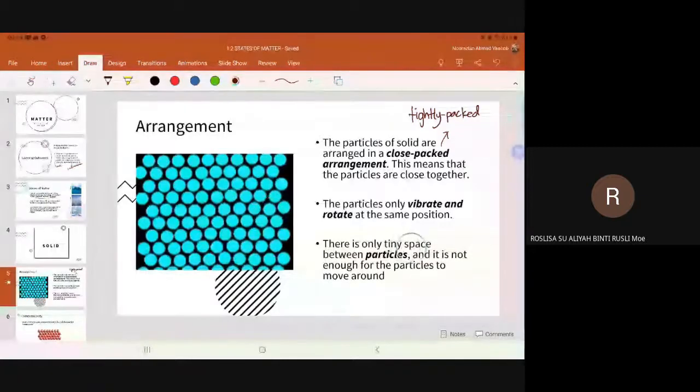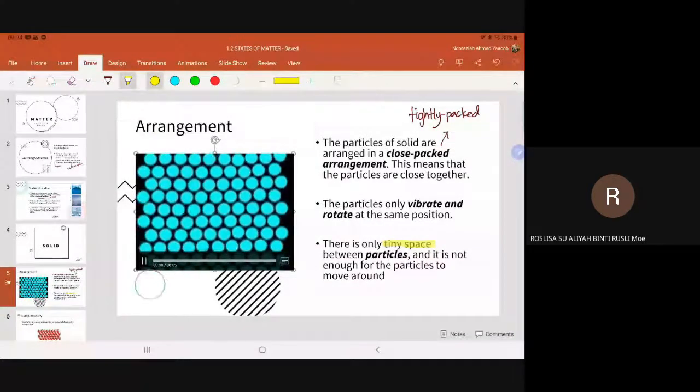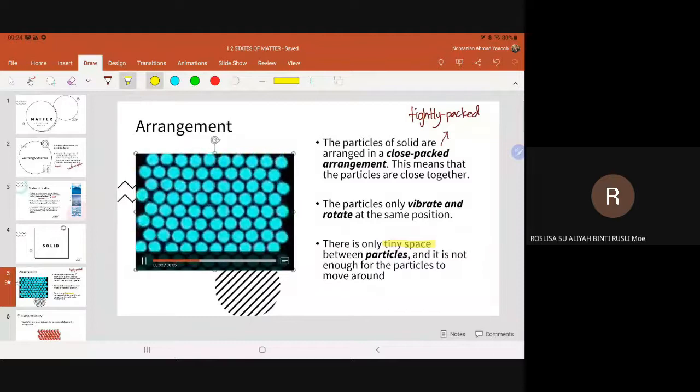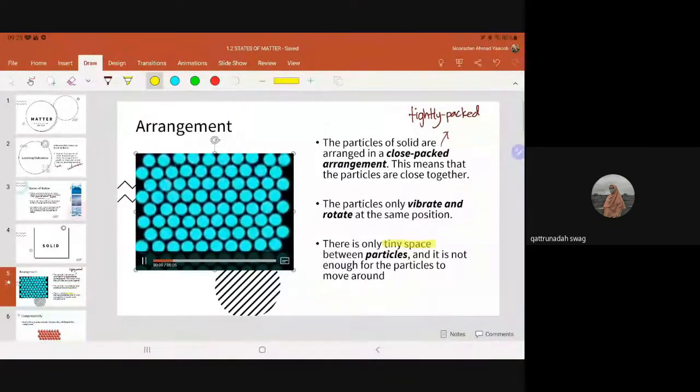Okay, there is only tiny space between particles. So the keyword here is tiny space, between particles, and it is not enough for the particles to move around. Jadi kalau kita tengok guna mikroskop yang very powerful, how the atoms ataupun the particles would move, they would look like this. Dia bergetar macam tu. Can you see the motion? Boleh nampak kan? Boleh sir. So I'll repeat again. So it looks like this.